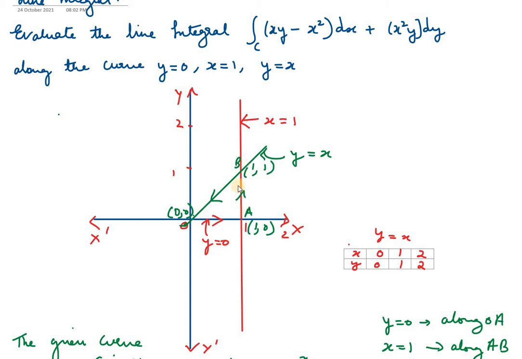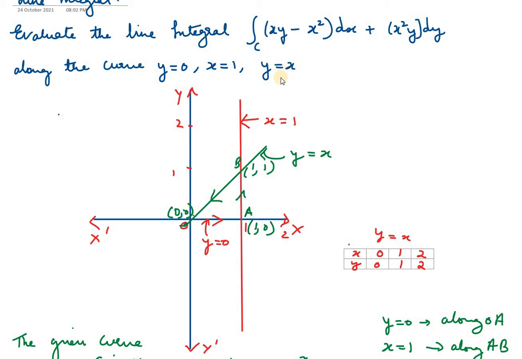Now along AB you can see that x is fixed as 1, but the value of y varies from 0 to 1. So here, if x is fixed as 1, then it will imply that dx will be equal to 0. And then in the second integral, that is along the line AB, this part will vanish. Then x has to be replaced by 1, and then it will reduce to the integral with respect to y only. And the limit of integration for y will be from 0 to 1.